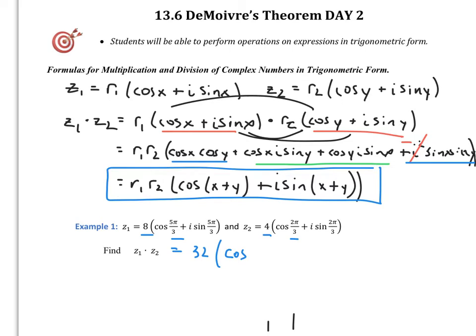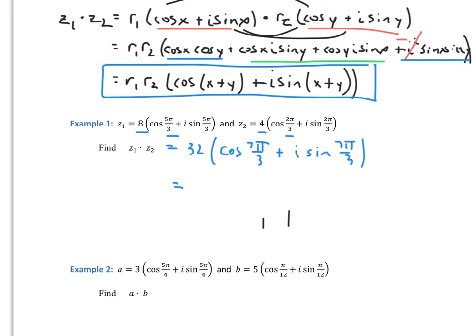What's 5 pi over 3 plus 2 pi over 3? 7 pi over 3, and then plus i sine of 7 pi over 3 over here. Okay, and then from there, I go to my unit circle. What's 7 pi over 3 the same thing as? Pi over 3. So this is the same thing as cosine of pi over 3 plus i sine of pi over 3.